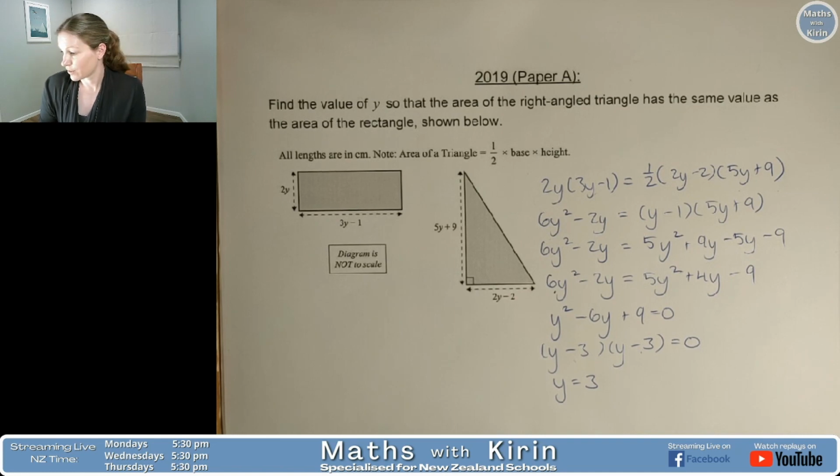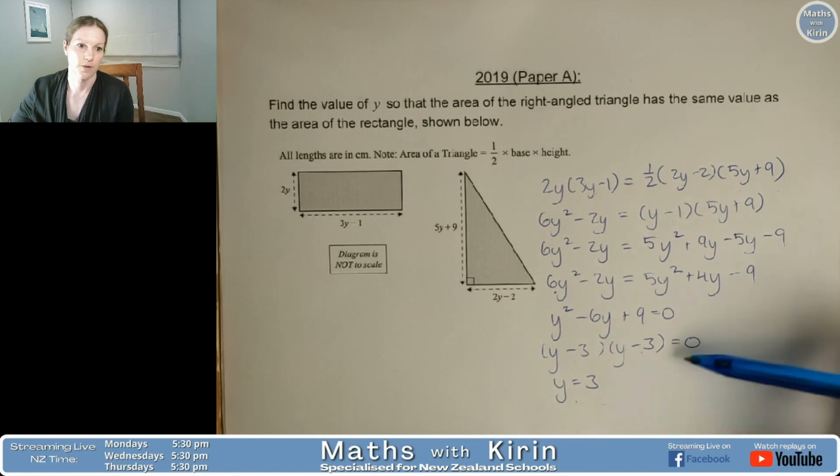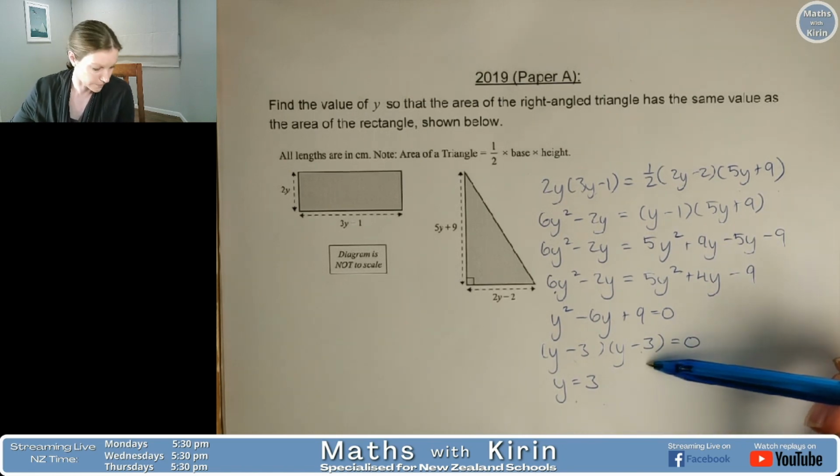So for this question, and this is an excellent question, so I might start with excellence and then go through the lower grade. So for excellence, you get the correct value of y. So you set up your equation, you expand, you make it equal to 0, you correctly factorize, and you get your solution of y equals 3.